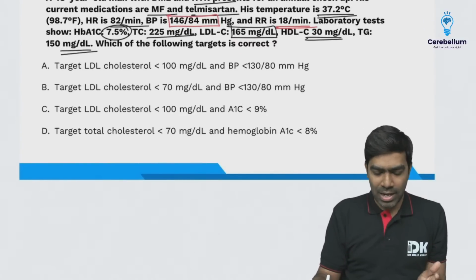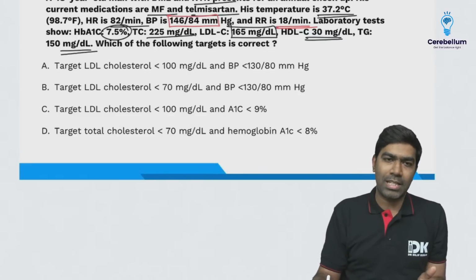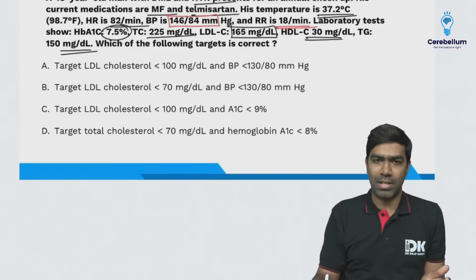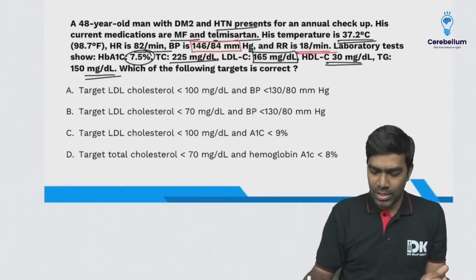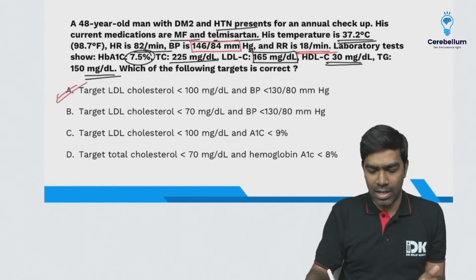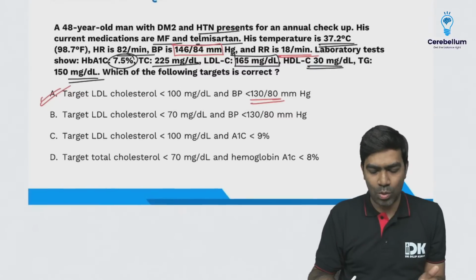And option B states target LDL is less than 70 and BP should be less than 130/80. Option C states target LDL is less than 100 and A1C should be less than 9%. And option D says target LDL should be less than 70 and A1C should be less than 8%. The right answer for this question is going to be option A. The target LDL should be less than 100 and the BP should be less than 130/80 millimeters of mercury.